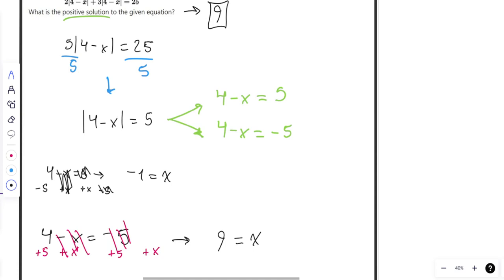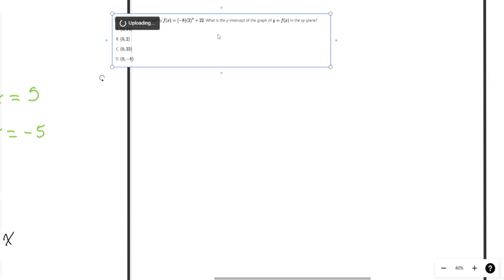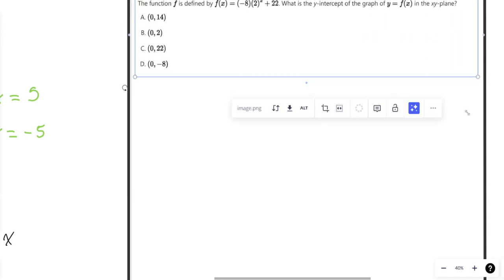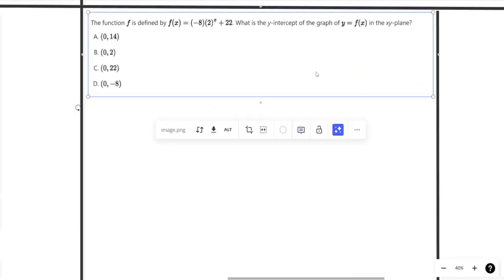Let's do this one. Paste that in there. More nonlinear equation stuff. So this is an exponential equation.